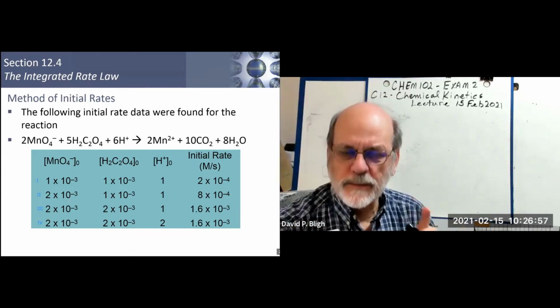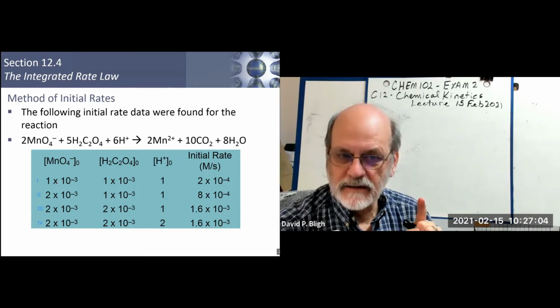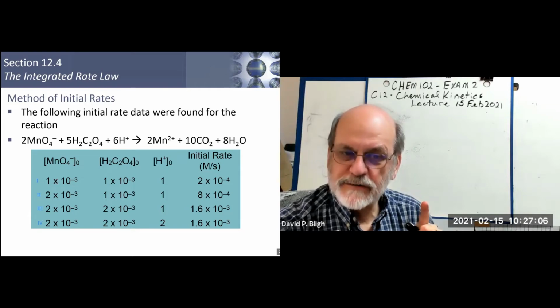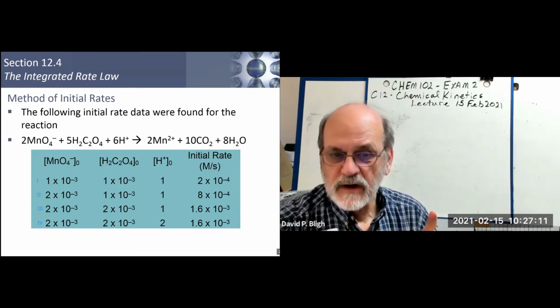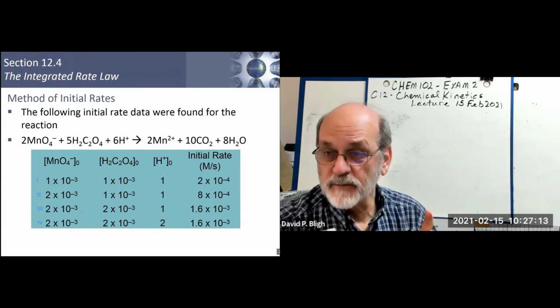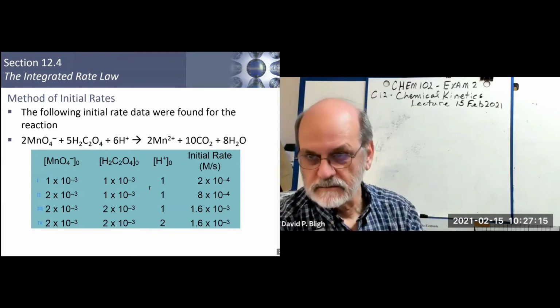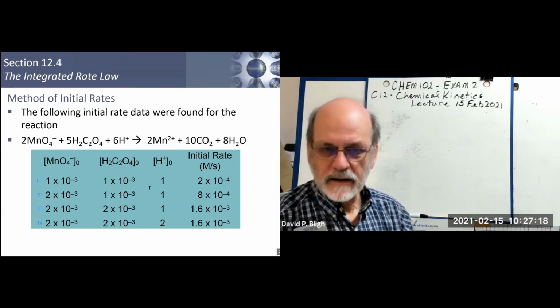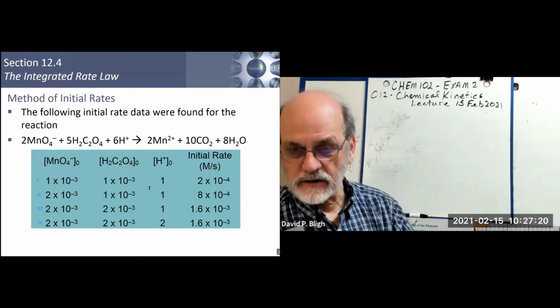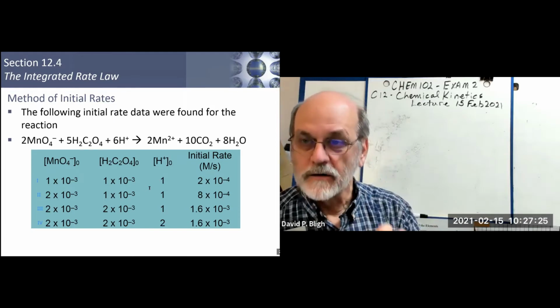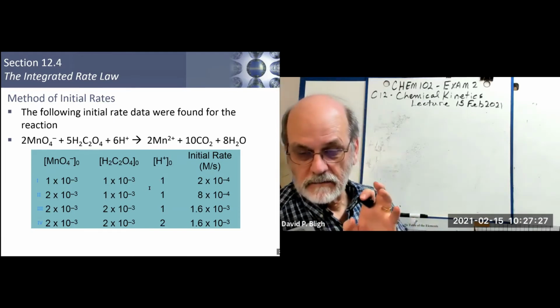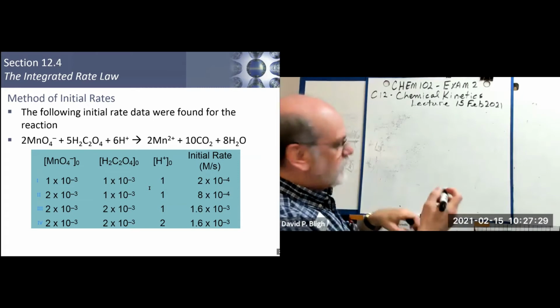So if we want to know something about the change of the manganate ion, then we pick these first two, Roman numeral 1 and Roman numeral 2, because the oxalic acid and the protons are constant. They didn't change. Right? So let's write the overall reaction, because that's what we're aiming for. We want to know the overall rate law for this reaction.